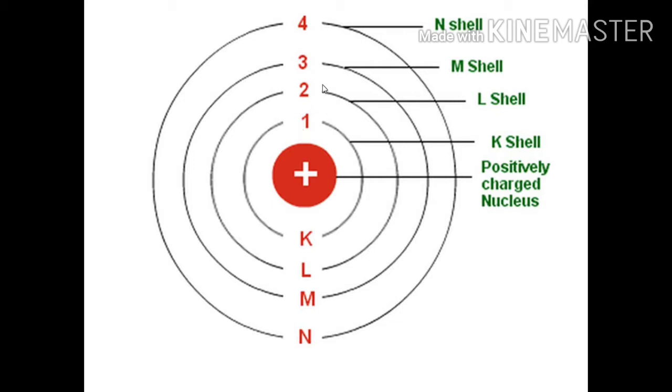Now you have learnt about the 4 shells K, L, M and N. K is very close to the nucleus, it is the first shell. L is next to the K shell, it is the second. M is the third shell. N is the fourth shell.